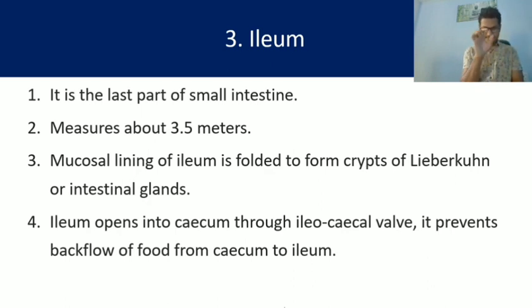The ileum opens into the cecum through the ileocecal valve, as I have shown. You know that there is an opening which we call the ileocecal valve. It is the valve that regulates the opening of the small intestine to the large intestine. The last part of the small intestine is the ileum, and the first part of the large intestine is the cecum. So the point where the ileum opens to the cecum, there is a valve which we call the ileocecal valve. It prevents backflow of food from the cecum or large intestine to the small intestine or ileum.